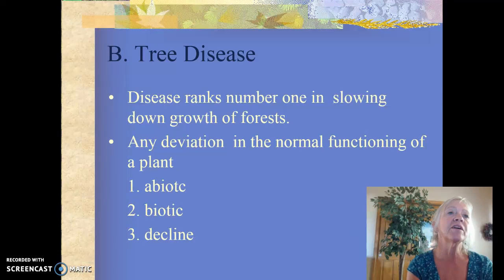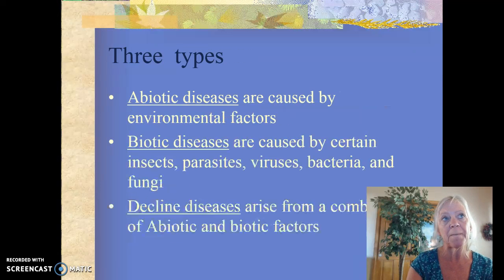Now, tree disease ranks number one, not in killing, but in slowing down the growth of the forest. And it's divided into three categories: abiotic, biotic, and decline diseases. And that includes any deviation in the normal functioning of a plant. So abiotic diseases are caused by environmental factors. Biotic diseases are caused by insects, parasites, virus, bacteria, and fungi. And decline diseases is a catch-all term we use to discuss a combination of abiotic and biotic factors.